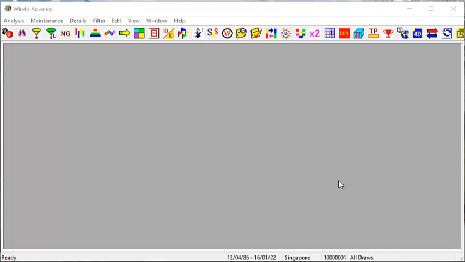And what you're looking at right now is Win4D Advance Statistical Software. It's a software that analyzes and at the same time forecasts 4D numbers. Before we launched Win4D Advance Software, we put in place one very important mission. The mission is to keep developing the software. And you may be wondering why we have this kind of mission in mind. We have two very important reasons to share.